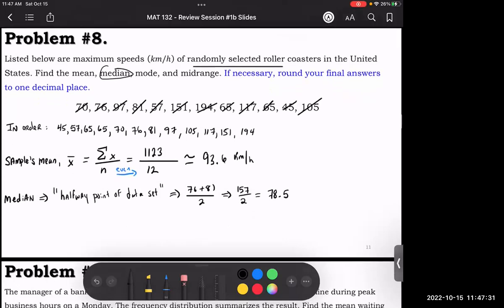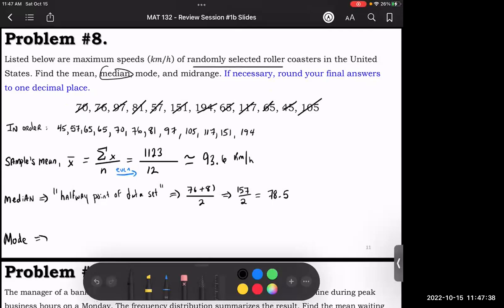We have our median. Let's talk about mode and then mid-range. So what is the mode for this problem? 65. And again, that's just because it appeared the most.